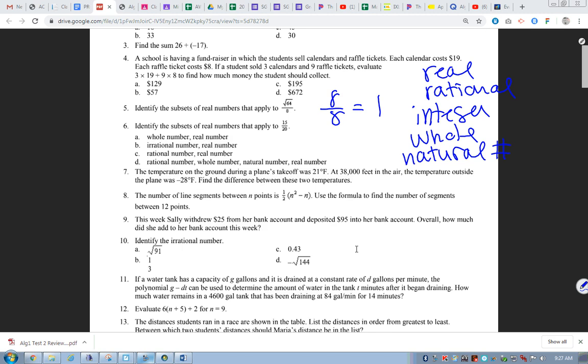What does the answer key say on number 5? Scroll down to number 5. Tell me what it said. It says rational, real, integer, and whole. And so it has all 5 that I've listed up there. Is that right? Okay, good.